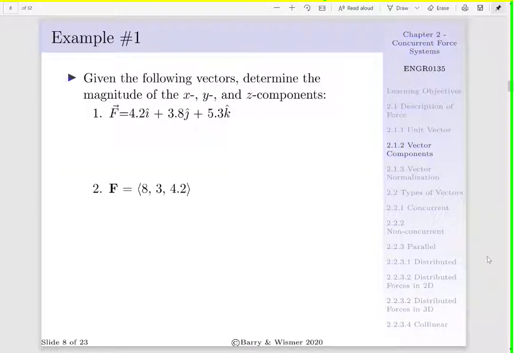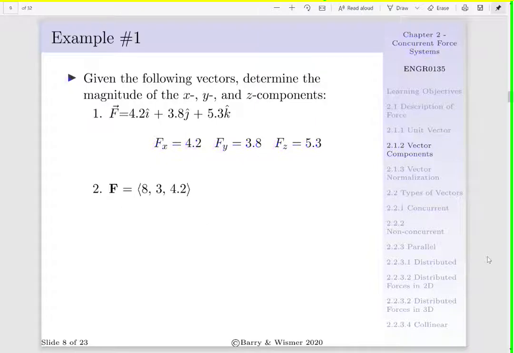Let us look at an example. Given the following vectors, we want to determine the magnitude of our x, y, and z components. In our first situation, we have a force vector given as 4.2 I hat plus 3.8 j hat plus 5.3 k hat. The magnitude of our force vector in the x direction is 4.2. The magnitude of our force vector in the y direction is 3.8. The magnitude of our force vector in the z direction is 5.3.